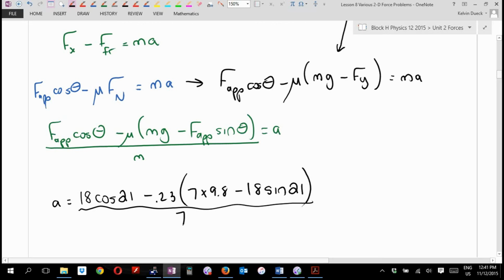Oh, and if I get a negative answer, friction is too big, this thing's not moving at all. But because we're lifting up and thereby making the normal force smaller, I think friction is going to be smaller. I think we're going to be okay.